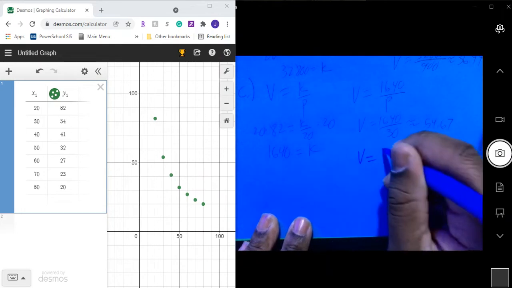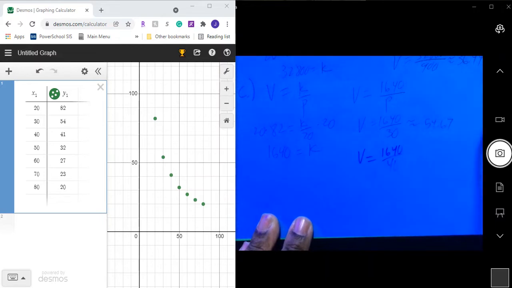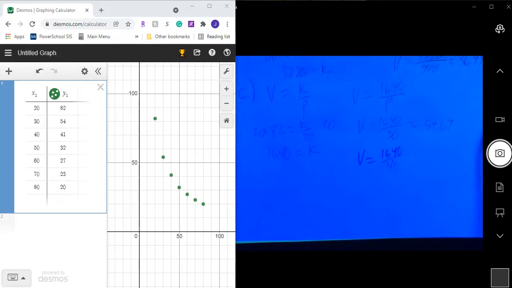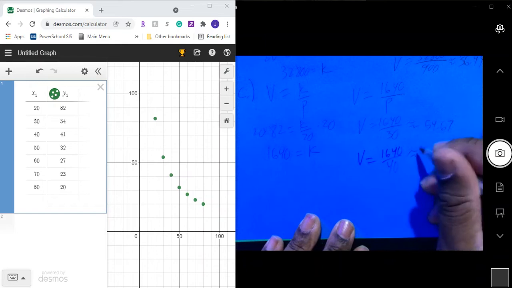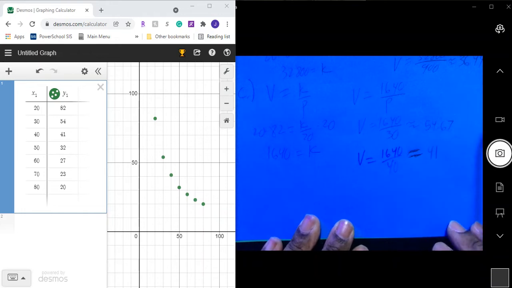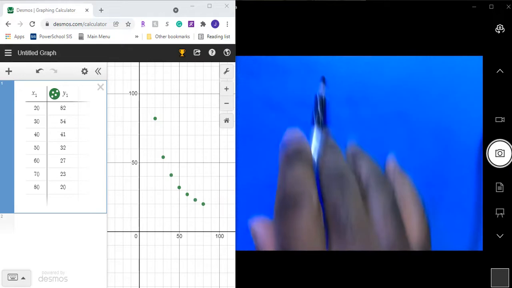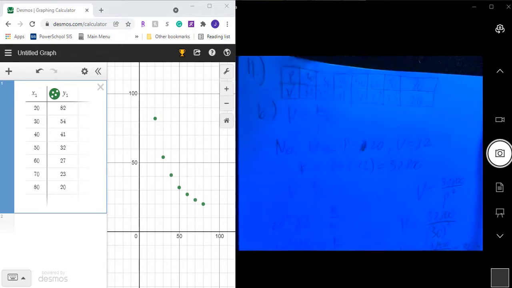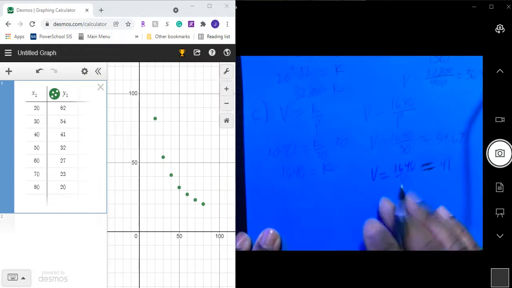Well, let me try this with 40. So we have 1640 divided by 40. If we put it into our Desmos calculator, it would give us exactly, not approximately, 41. So if you look back up here at 40, it does give us 41. So this would be a yes.